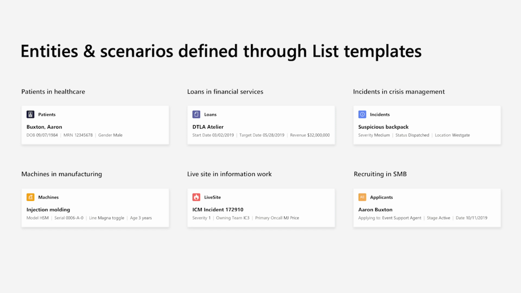Today, we have 11 out-of-the-box Microsoft-defined list templates that are available in the Lists app in Microsoft Teams. And these include the top 3 that you're seeing here: patients, loans, and incidents. In the future, though, we want to create a full-fledged template store where admins and end users can create and upload list templates that are relevant to their organization's needs.